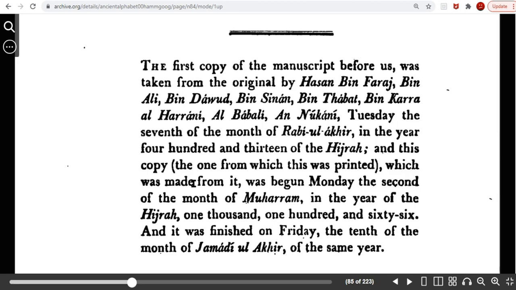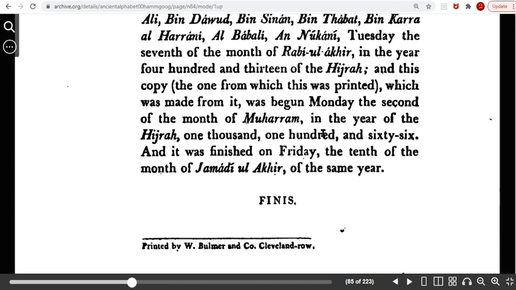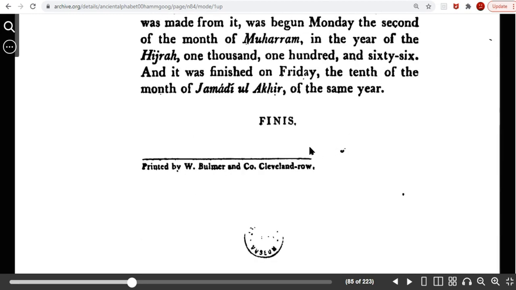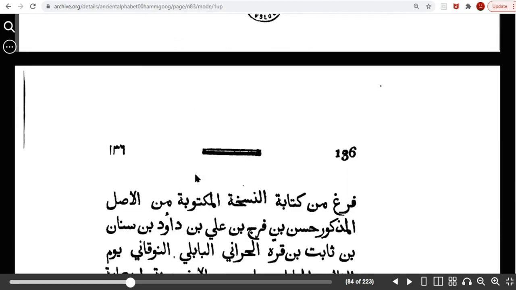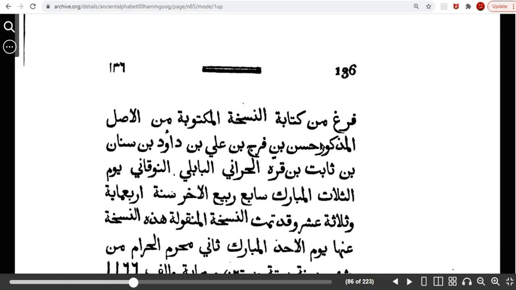And this copy from which this was printed, which was made from it, was begun Monday, the 2nd of the month Muharram in the year of the Hijra 1166. And this is only about 2/5 the way through the book. 3/5 of the book has those other alphabets, and it's all in Arabic. And like I said, this is the end of the book here.